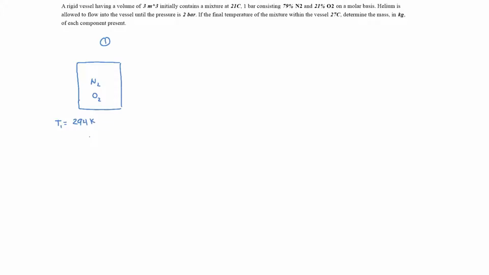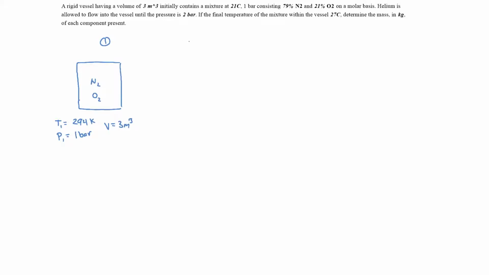And again, this is useful because the ideal gas laws are dependent on absolute temperatures, temperatures that deal with Kelvin. Then we have the initial pressure, which is 1 bar, and we're given that the volume, which is constant, is 3 meters cubed.